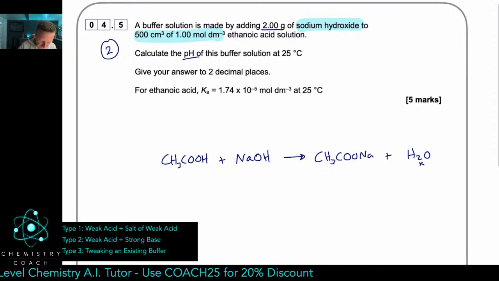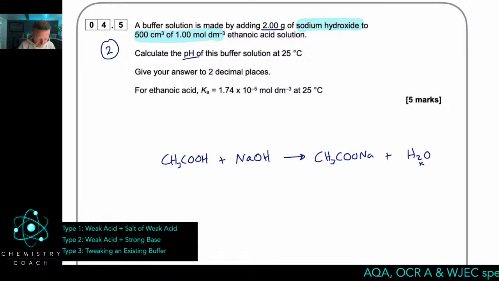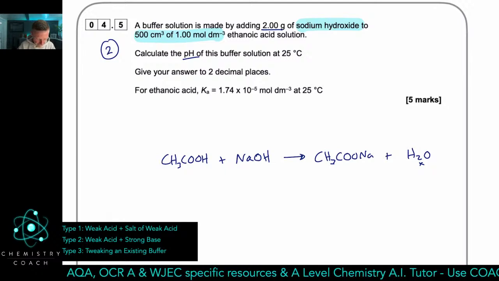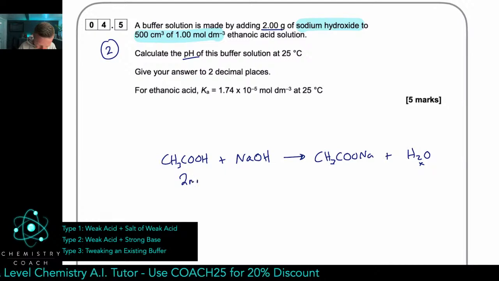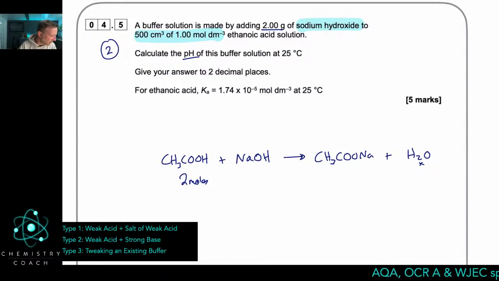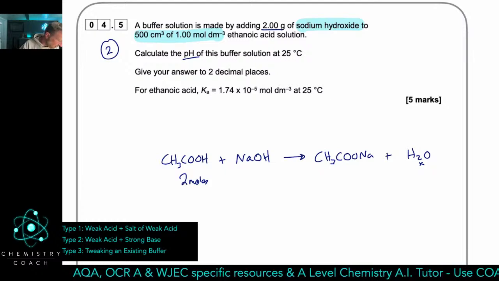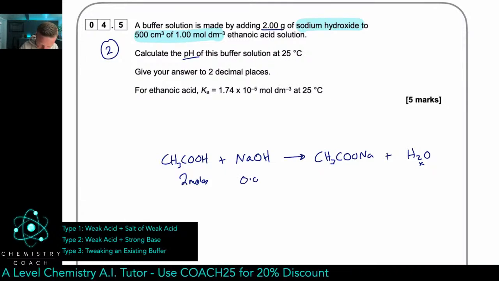So firstly, we need the numbers of moles. It's all about numbers of moles here. So the number of moles of ethanoic acid is conc times vol. Its concentration is 1 times the volume, which is 0.5, so that is 0.5 moles of that. Now the number of moles of sodium hydroxide is mass divided by molar mass. So sodium hydroxide is 23 plus 16 plus 1, which is 40. 2 divided by 40, nice number, and that is 0.05 moles.